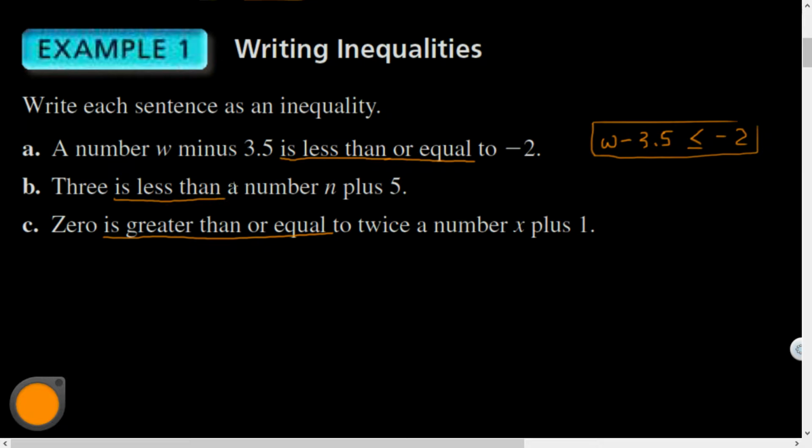Okay, let's see. 3 is less than. So I'm going to have 3 is less than, so here's my less than symbol, a number n plus 5. So n plus 5.